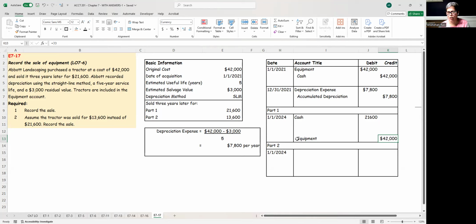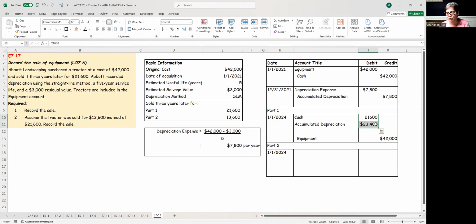Accumulated depreciation is a contra asset account. It lives in my books only as long as the asset lives. So now that I got rid of the asset, I need to get rid of the accumulated depreciation as well. I was depreciating the asset at the rate of $7,800 per year. I had the asset for 3 years. I depreciated it 3 times. So my accumulated depreciation is going to be 7,800 times 3, which is 23,400.